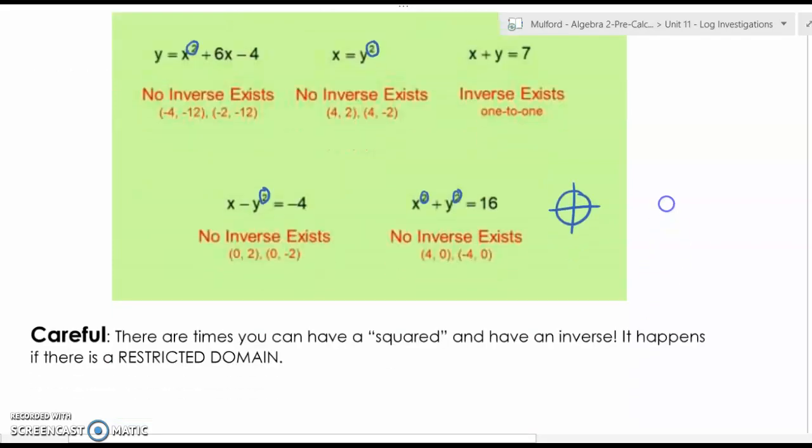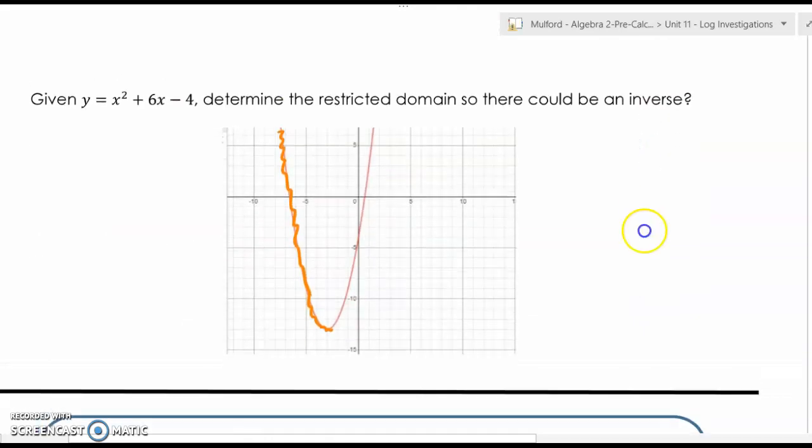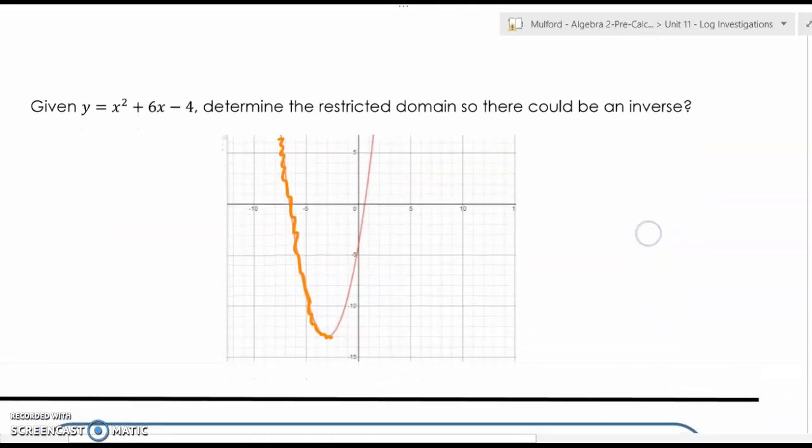And the way we can make this work is we can take a quadratic like this, x squared plus 6x minus 4. So here's our full graph. And if we want it to have an inverse, we can essentially say, well, let's ignore this part right here, the part that's going to give us a problem. What that is effectively doing is we're going to do something called restricting the domain so that it will have an inverse. But just as written, x squared plus 6x minus 4, there is no inverse.